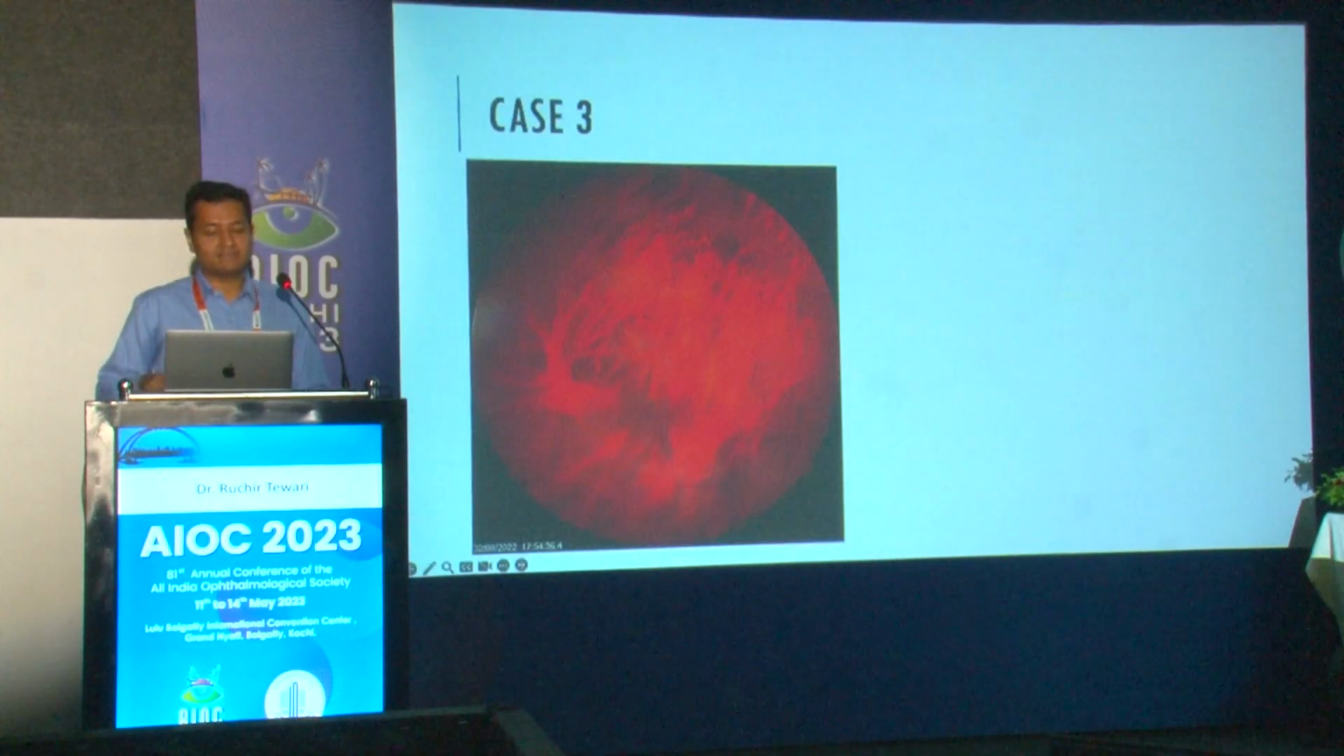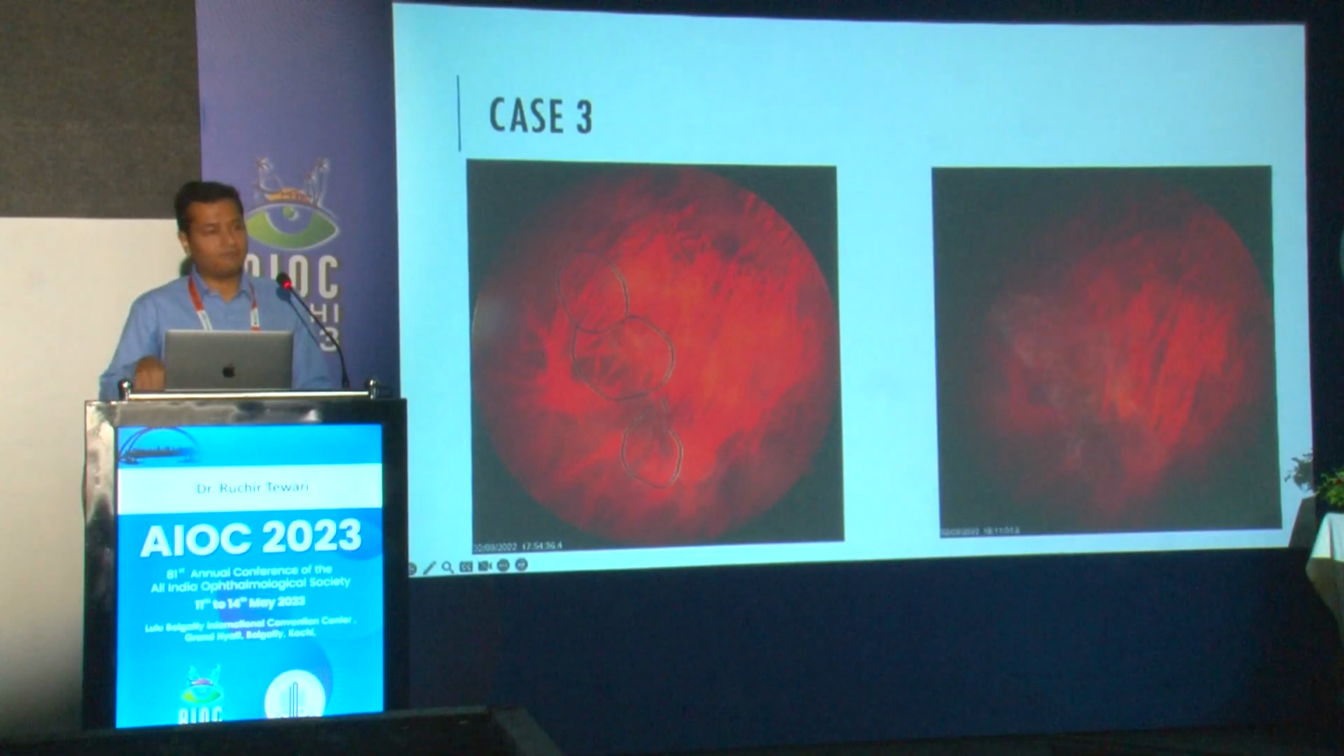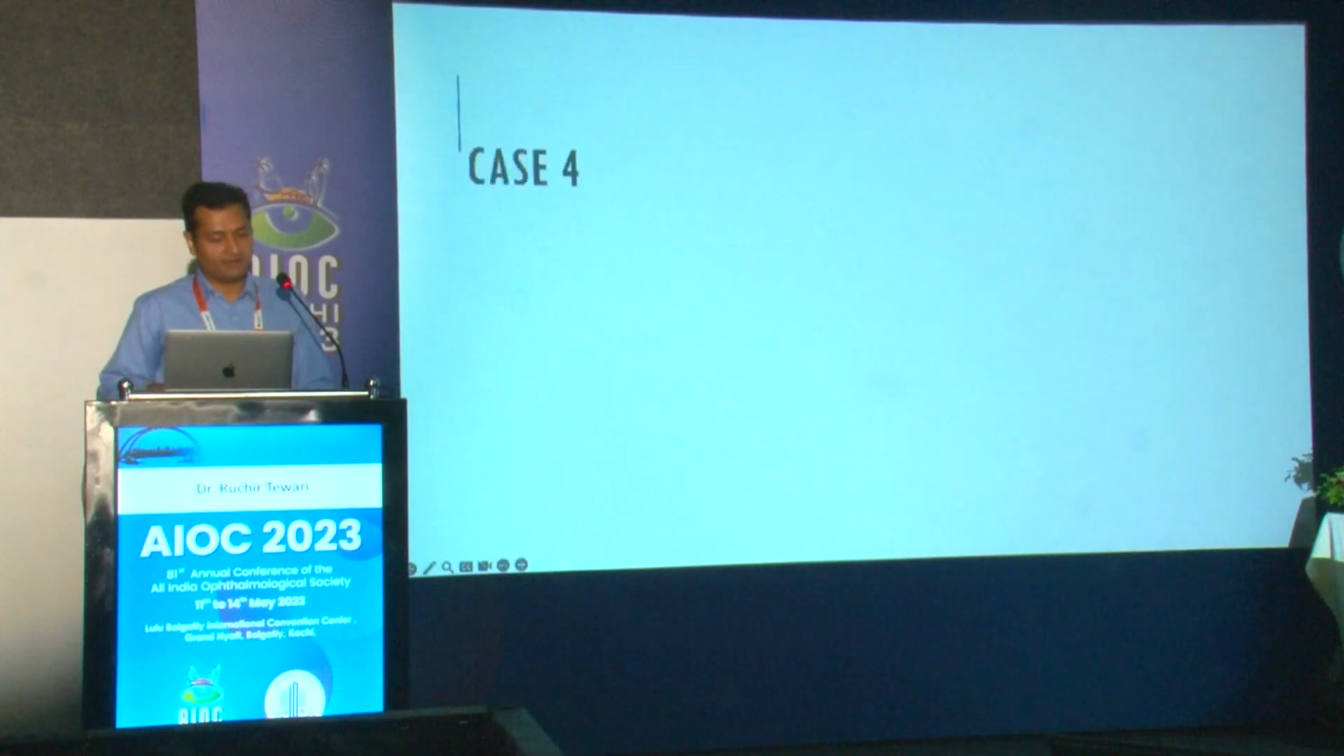And to my surprise, when looked closely in the superotemporal region, just anterior to the equator, there were 3 large horseshoe tears which were posterior to the laser barrage that I had already done. So this patient underwent barrage laser again, and he was doing all right.